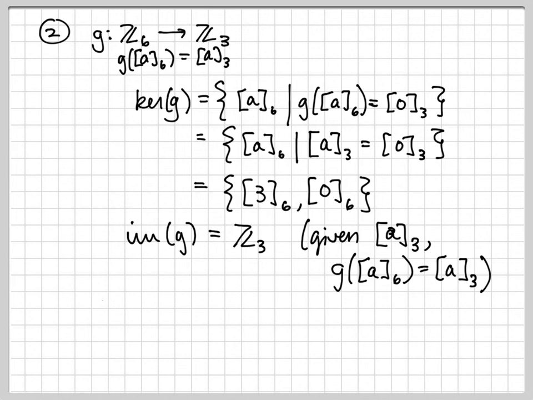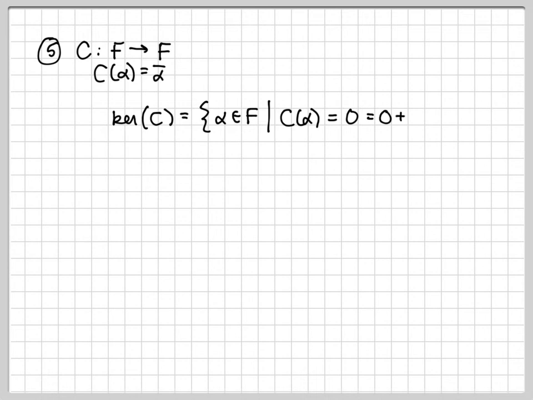They won't always happen, and you'll see some examples where they don't, but I think in all the examples that I picked today, the image ends up being the whole codomain. Okay, we had 2 non-homomorphisms, so our next example here was 5, which is conjugation.